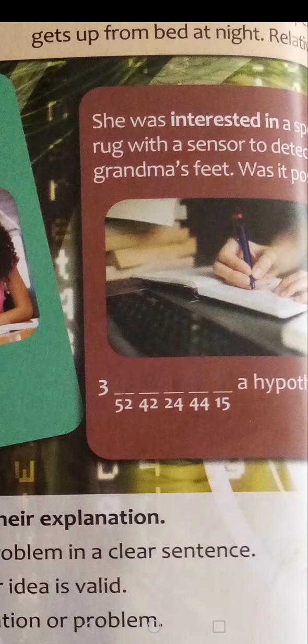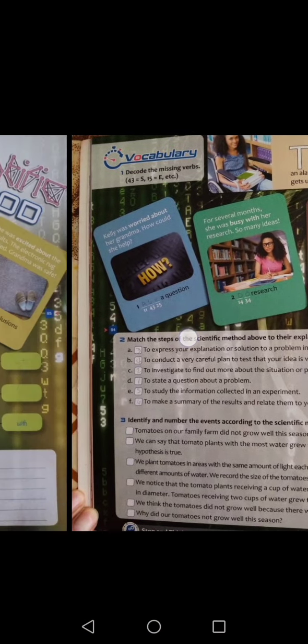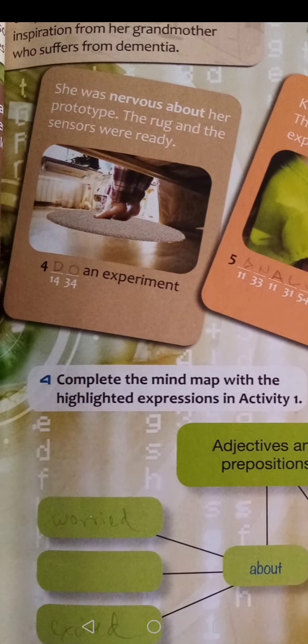Entonces, si vemos la siguiente página, tenemos number 4. She was nervous about her prototype. The rug and the sensors were ready. What do we do? Number 14 is D, and we have to do an experiment. So number 34 is O. Do an experiment. Like, for example, number 2, we have do the research. And number 4, we have do an experiment.